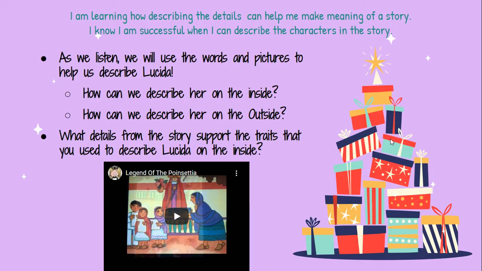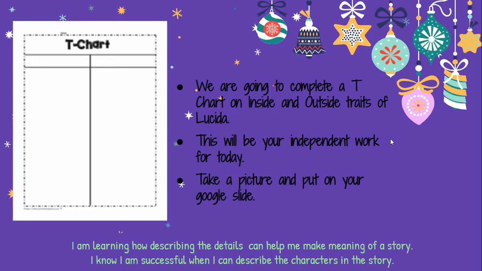After you listen to the story, you are going to complete a T-chart. And on one side, you're going to write inside, and on the other side, you're going to write outside. Under outside, you will write everything you notice about Lucida on the outside. And then under inside, you're going to write everything you've noticed about Lucida on the inside. So this is where you would put the things like how she thinks, how she feels, what happens, and what she does.